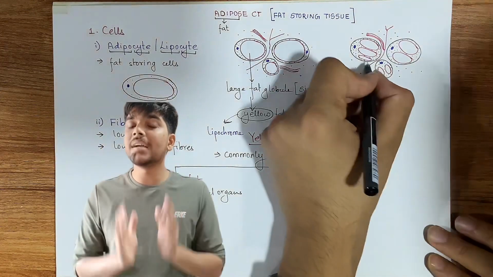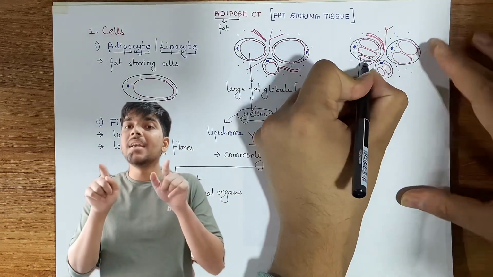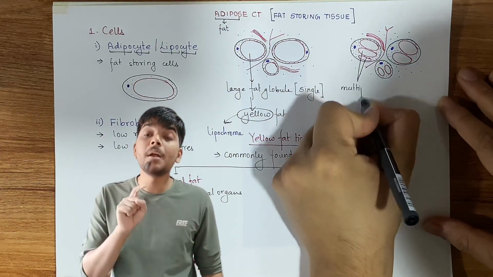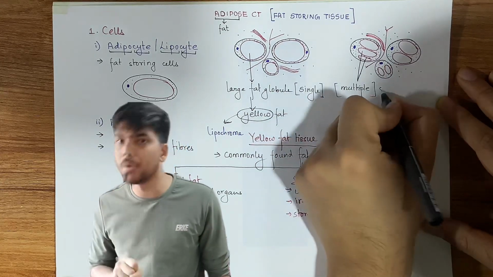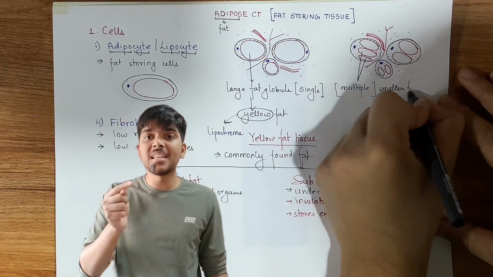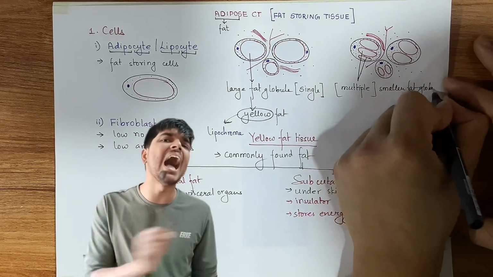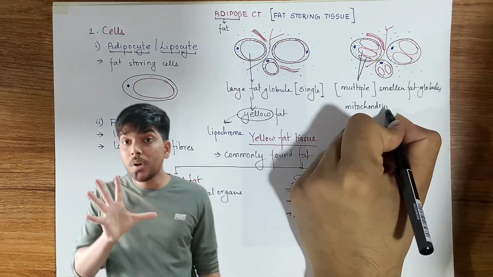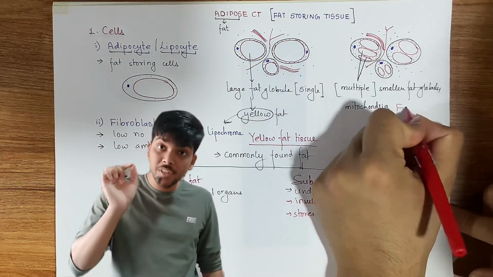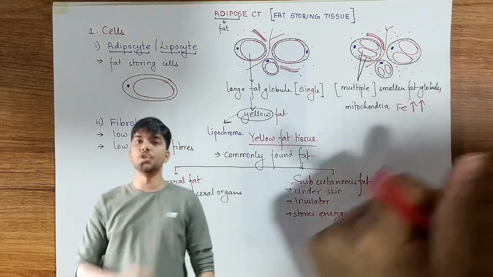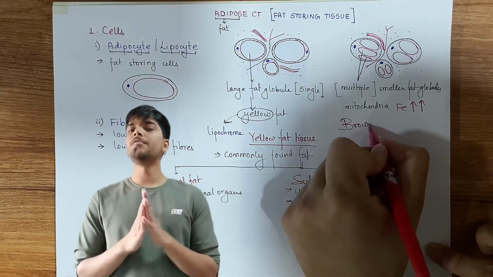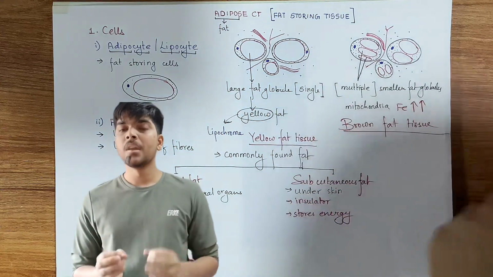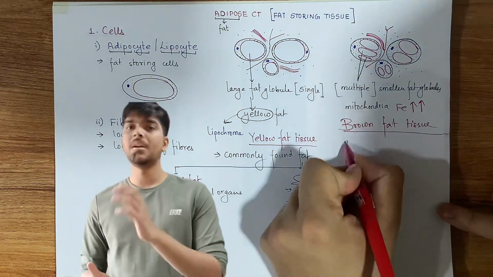Second, there are adipocytes where, instead of having only one single large fat globule, there are multiple but smaller fat globules. Not only that, these cells have mitochondria which are rich in iron. Due to the high quantity of iron pigment, it imparts a brown coloration to the tissue. That's why the tissue is named brown fat tissue. The main function of brown fat tissue is to provide lots of heat energy immediately, quickly. So it is found in infants and hibernating animals.